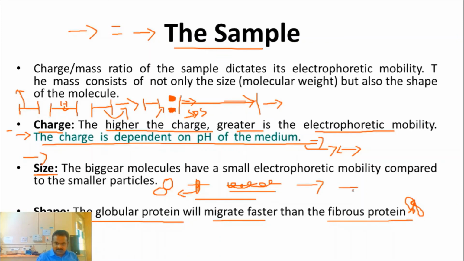Agarose or other supporting media contain small pores. The pores are always circular, triangular, or hexagonal. This is the normal pore shape. If the molecules are the same size, we can easily separate them. If the molecules are of different sizes, they can also be separated later. This is the very important point: charge, size, and shape.